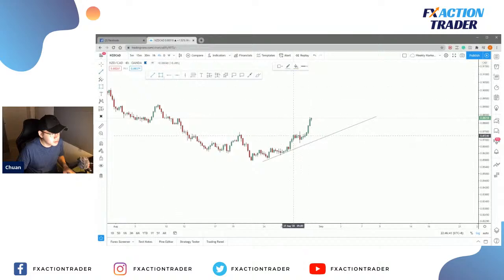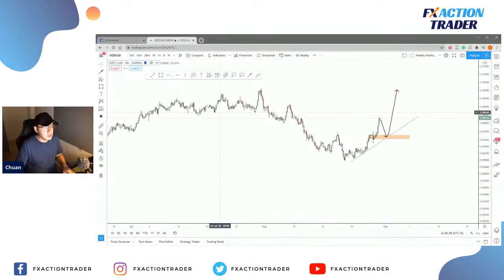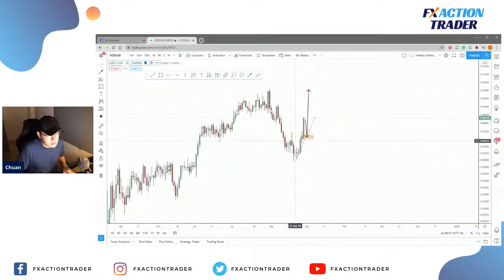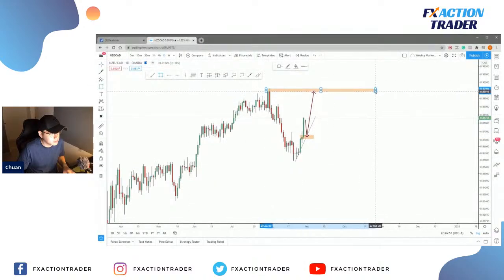So I'm still waiting for the market to retest this area, and I'm going to look for a buy trade here. My target take profit is at the previous market structure high, so there's about 280 pips.